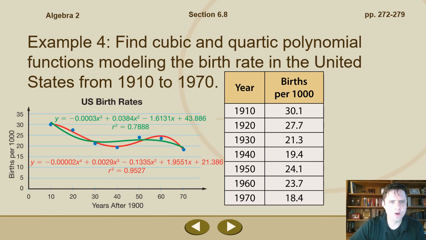And then notice here you have both the cubic and the quartic functions. So the cubic is the green, the quartic is the red. And notice that they both do a decent job of approximating the data that's there. Perhaps the quartic is just a little bit better when we're looking at it. But I also want to make a comment about how regressions work and what they're useful for and what they're not so useful for.